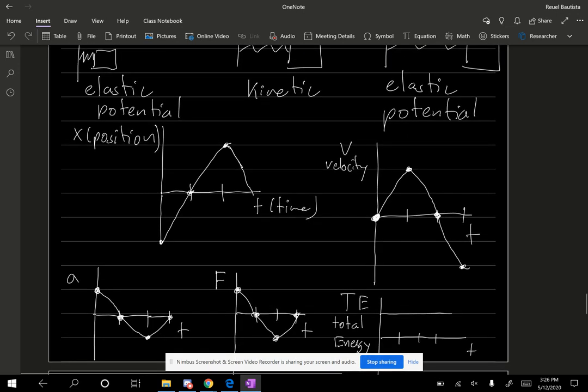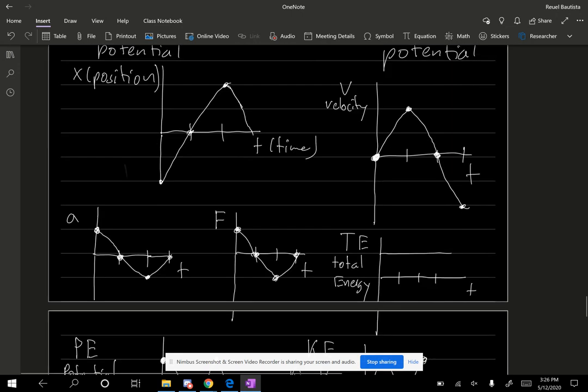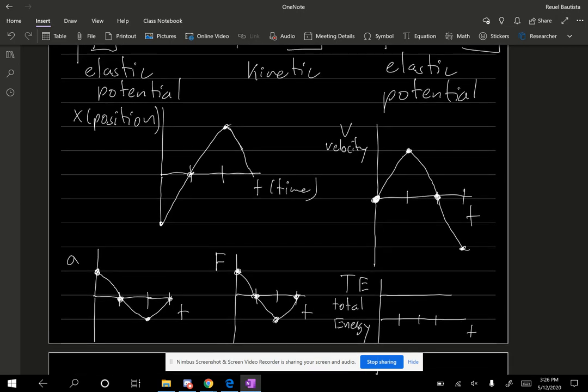All of these graphs are very, very important. All of these graphs are starting at amplitude, right? It's starting either when it's fully stretched or fully compressed, or in terms of a pendulum, when the pendulum is at its amplitude, meaning away from equilibrium. Okay, so here is a position versus time graph.